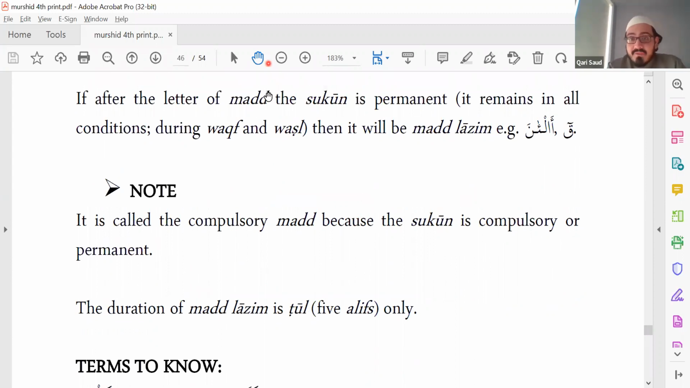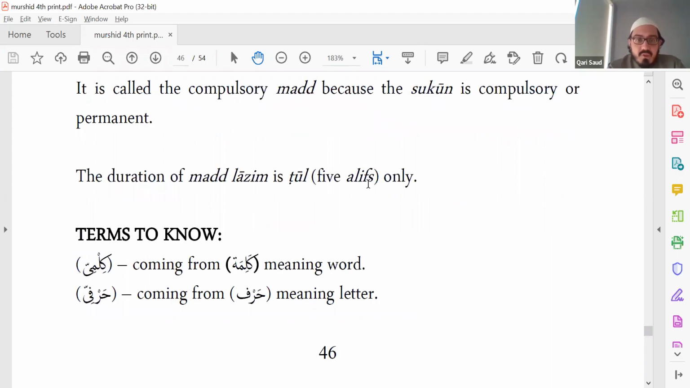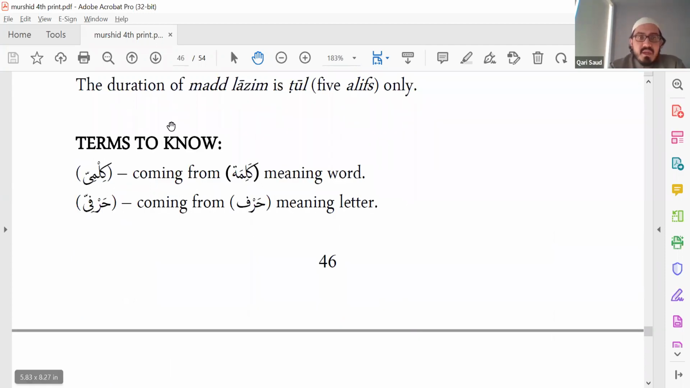So example here, qaf. How is qaf written, by the way? Qaf, alif, and then fa with a sukun. So it's not qafun or qafa or qafi or whatever. It's always a sukun. And that's why it's called permanent mad or mad lazim. The duration of mad lazim again is tul, 5 alifs or 5 fingers only. Now these terminologies you should know for the next page.